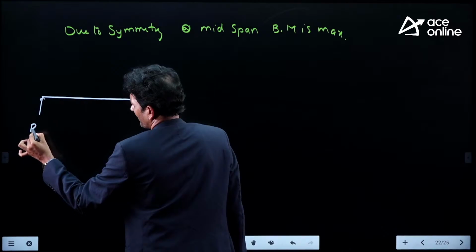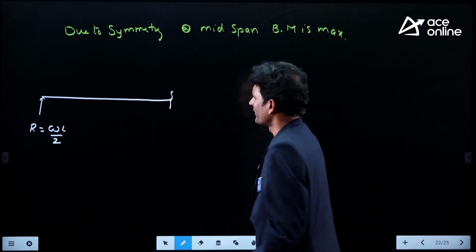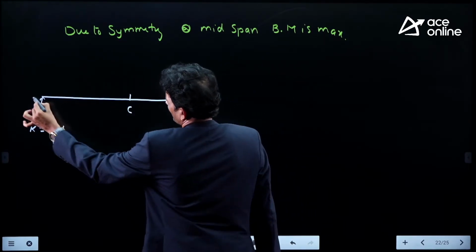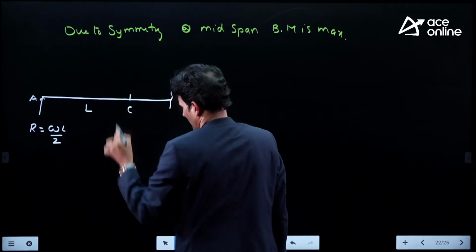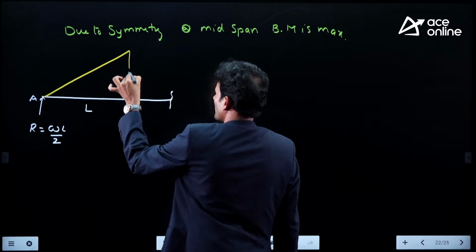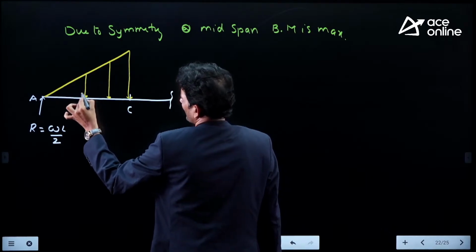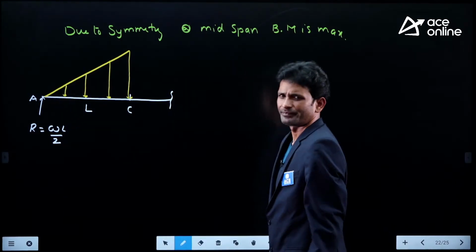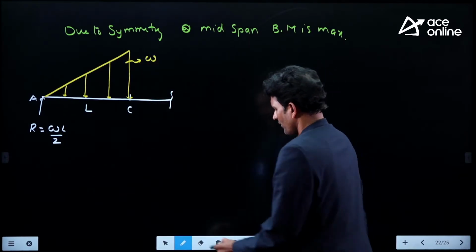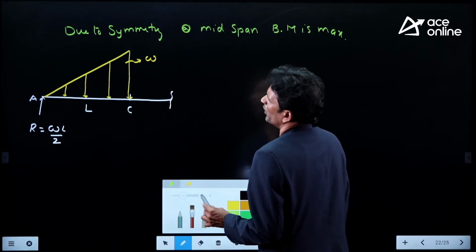RA is available. What is the magnitude of RA? Omega L divided by 2. Somewhere here you can consider point C, the midpoint. What is the distance between A and C? L units. And observe the distributed load in the portion BAC. This is the distributed load we are having. What is the rate of loading given? Omega. First of all, before writing the bending equation, you should convert this into an equivalent load.